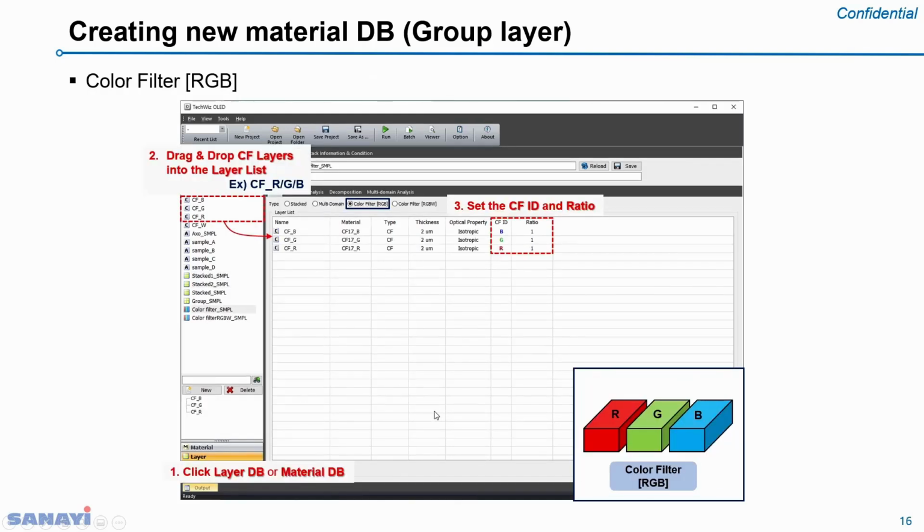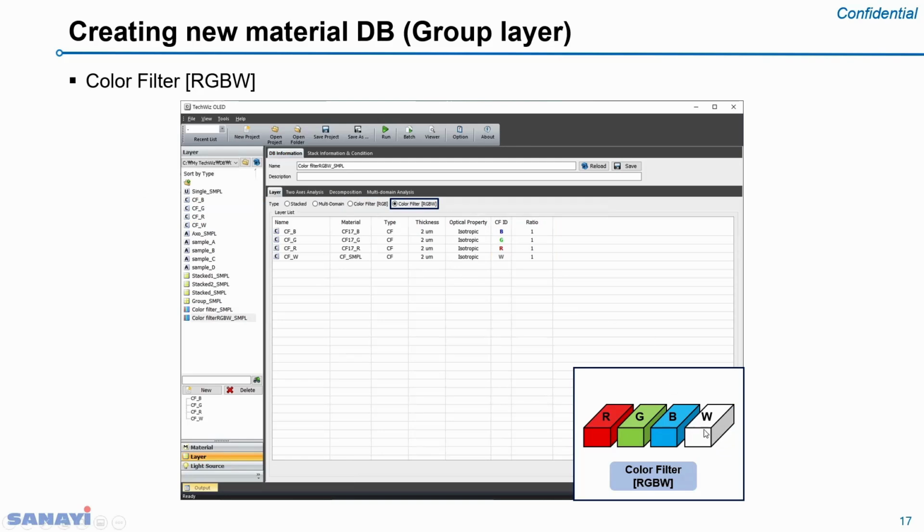The next one is a color filter. In this case, you can set the ratio and CFID. For accurate color calculation, the CFID for each color filter should be clearly set. A color filter RGBW can be also created like color filter RGB. Also, there is CFID too, so users have to define the CFID for the color filter.